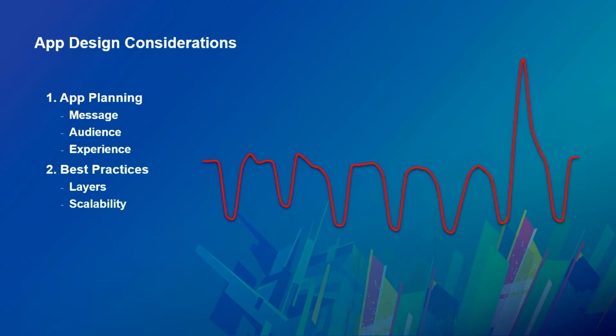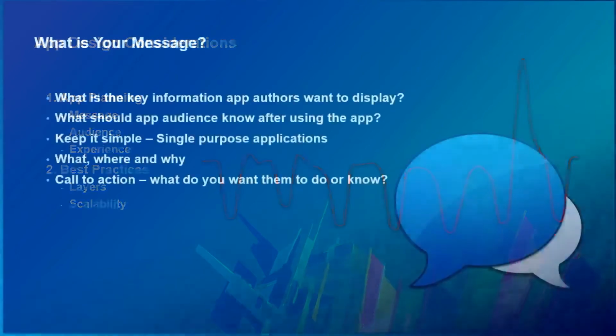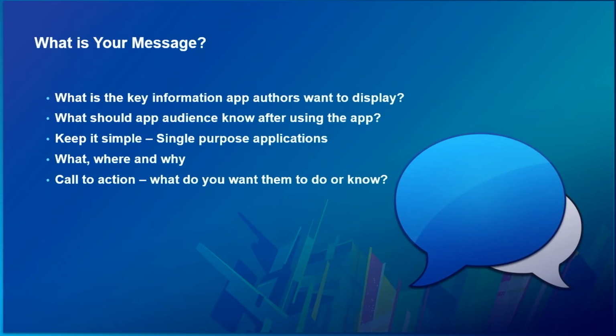All right, I'm going to talk a little bit about the conceptual planning of an app. So we're going to go into finding out what your messaging is, determining who your audience is, and then figuring out the intended experience. So the first thing when you're building your app to think about really is, what is your message? What's the story you're trying to tell?